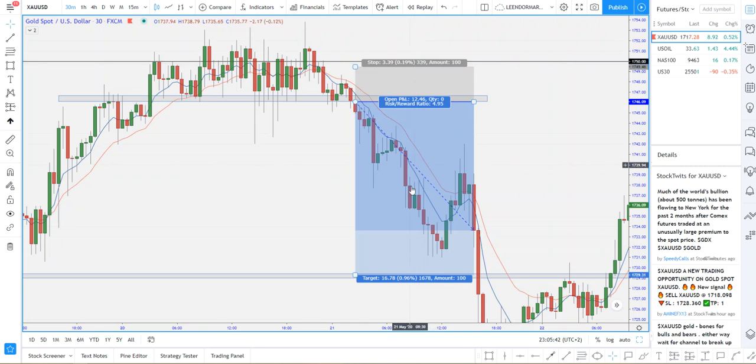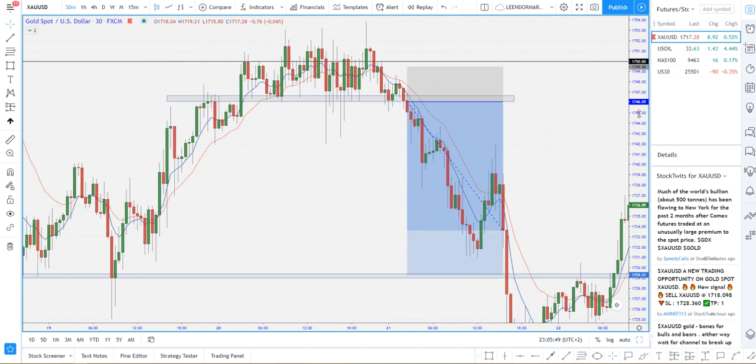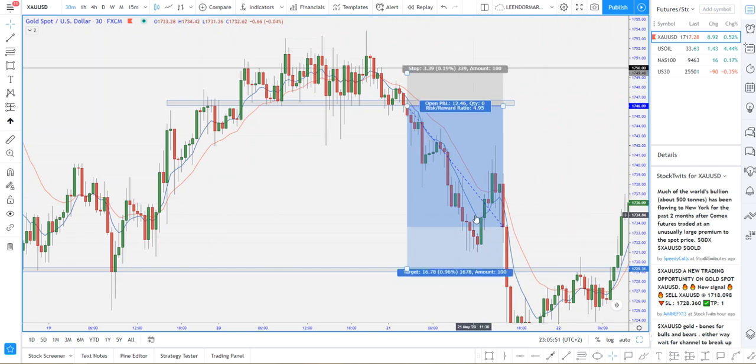339 pips for how much? For 1,678 pips. So this would have been a beautiful trade. If you look at it, 300 pips to 1,600 pips, that's a beautiful risk to reward ratio.